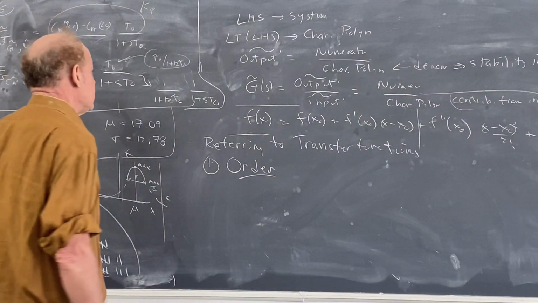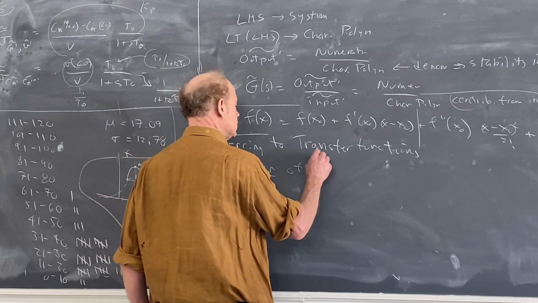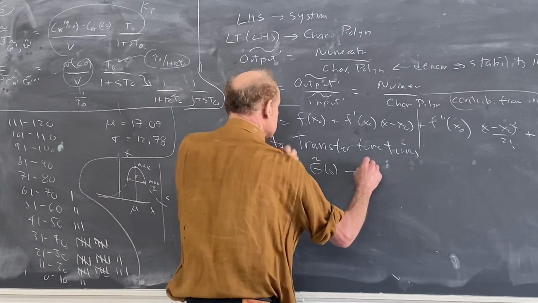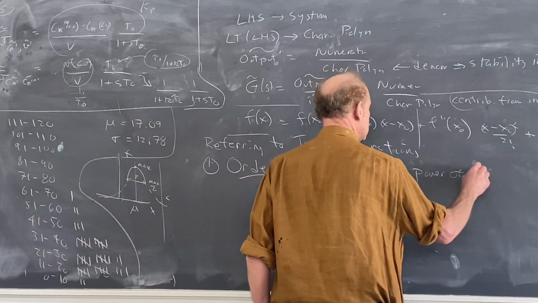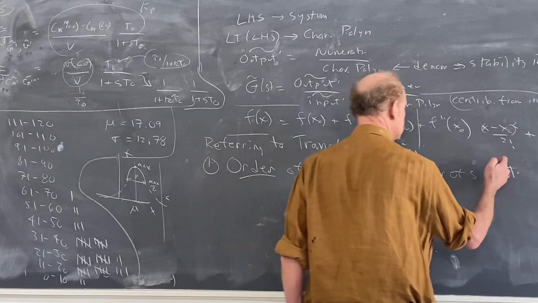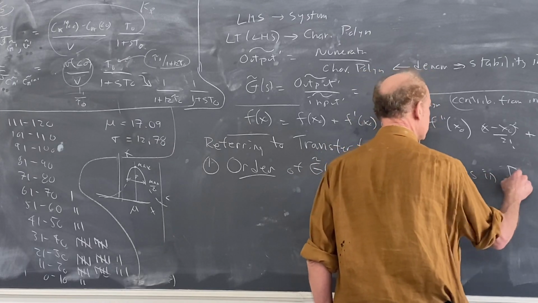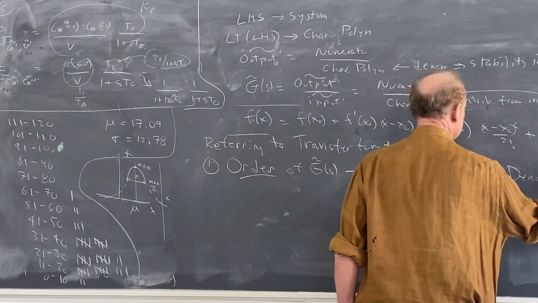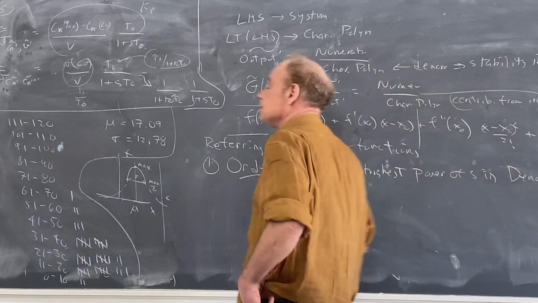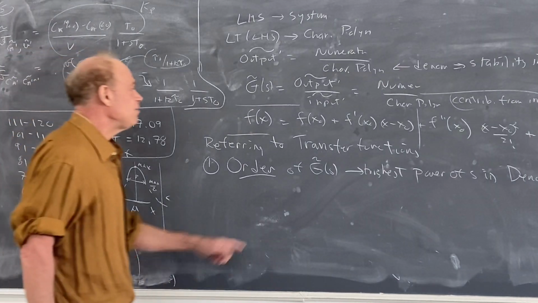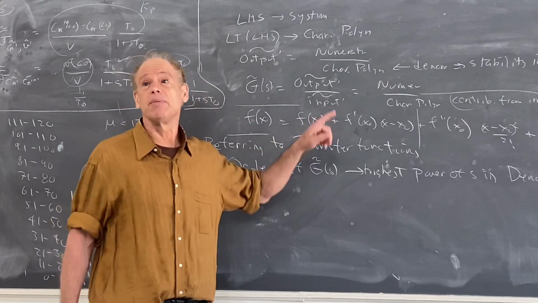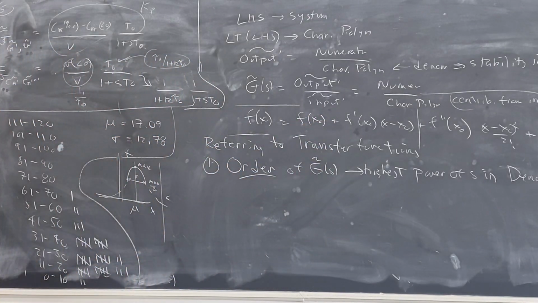The order of G of S is the highest power of S in the denominator of G tilde. Well, now why do I care about that? We care because that tells me how many factors I have in the denominator, and when I do my partial fractions, I need to know how many roots to look for.